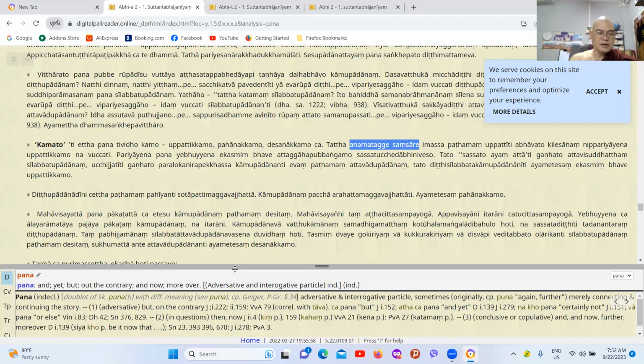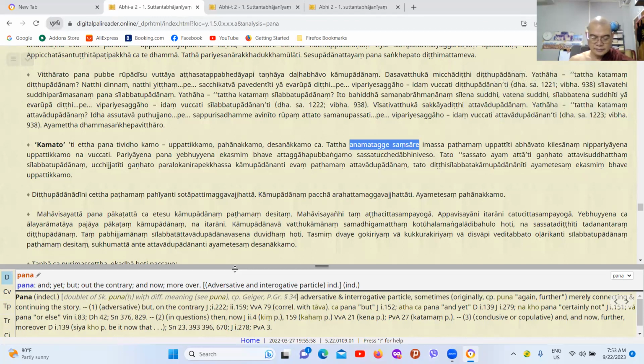Sometimes, before sassata ditthi, attagaha arose first. Before uccheda ditthi, attagaha arose first. After attagaha comes attavadupadana. After attavadupadana, sassata ditthi: this atta is eternal. After that, silabbatupadana arises. Then uccheda ditthi arises. Thinking that atta is eternal, one practices silabbata.